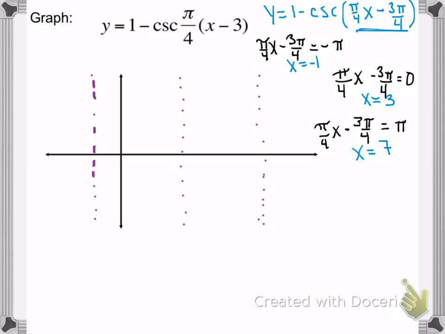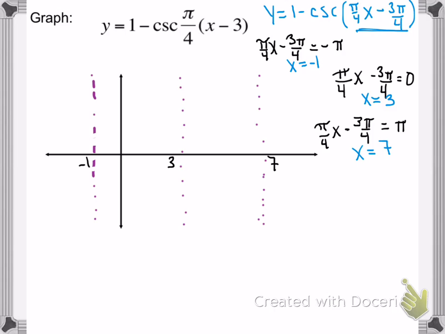I'm going to go ahead and label those. So negative 1, positive 3, and positive 7. Now I have a vertical shift of going up 1 unit. So remember how cosecant normally had horizontal asymptotes at 1 and negative 1?